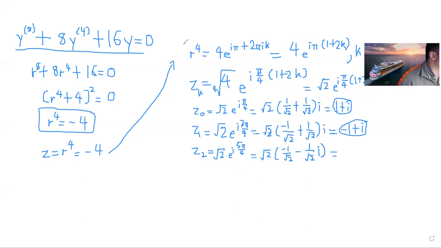I realized I made a mistake earlier. Sorry. I like this. So sorry about that, guys. And this is equal to negative 1 minus i.